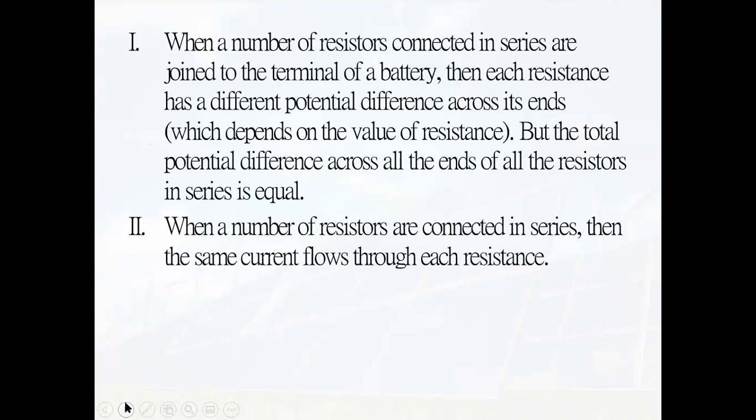When a number of resistors connected in series are joined to the terminals of a battery, then each resistance has a different potential difference across its ends, which depends on the value of resistance. But the total potential difference across all the resistors in series is equal to the battery voltage. When a number of resistors are connected in series, then the same current flows through each resistance.